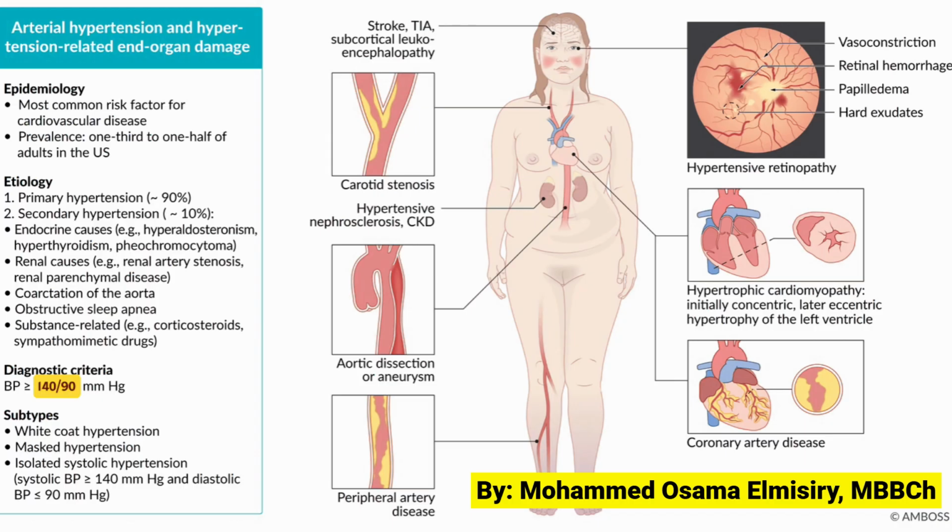You average those readings, discarding the first day usually, and the diagnostic threshold for hypertension based on HBPM is an average of 135/85 mmHg or higher.